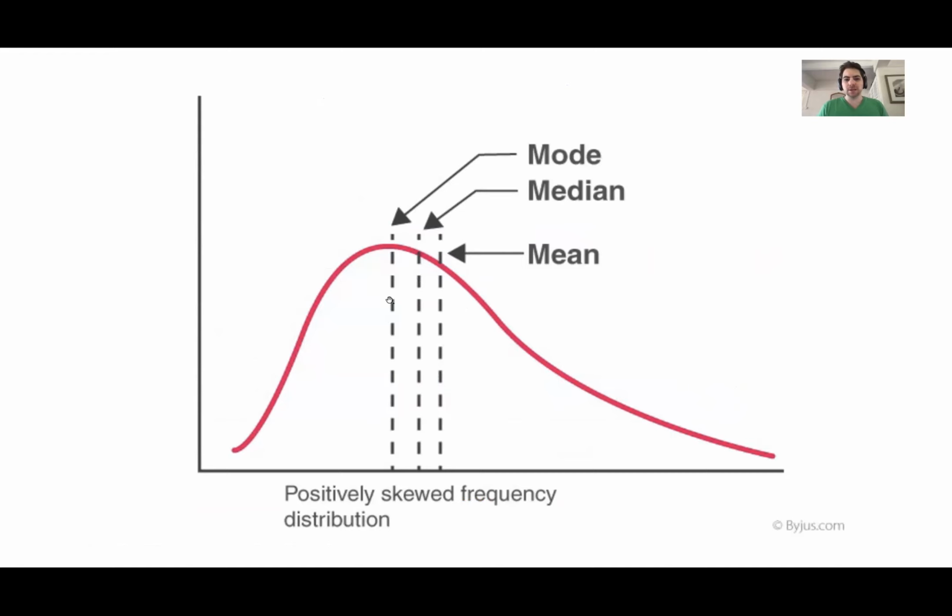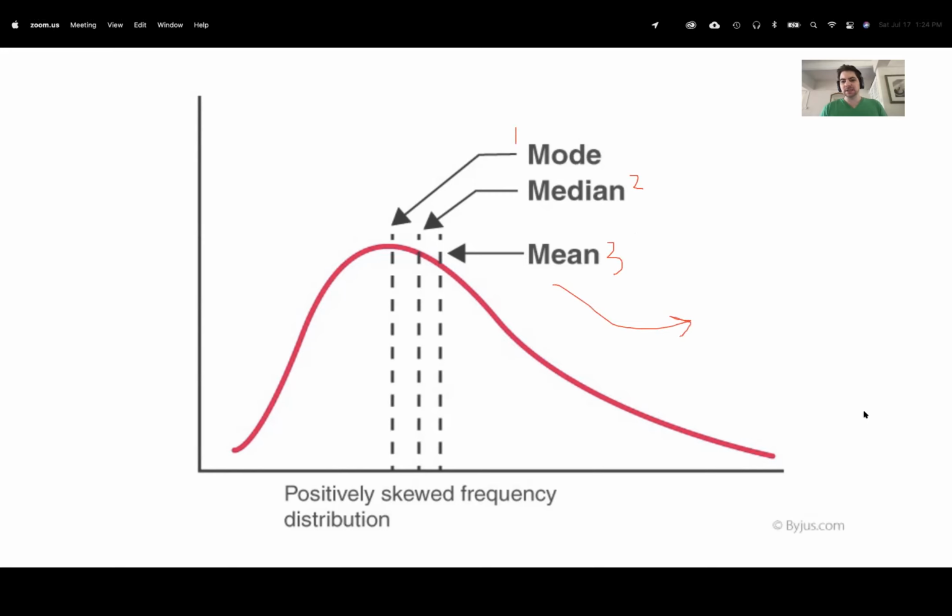The mode is going to be in the middle, right? The most common number. The median, the middle number, will be next, and the mean will be the furthest. So you would always expect the mode to come first at the peak, the median to come second, and the mean to come third. The mean is always going to be towards the tail, whichever the tail side is, right?